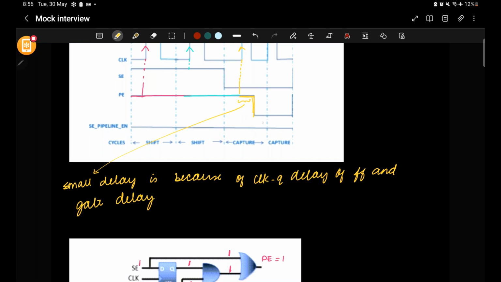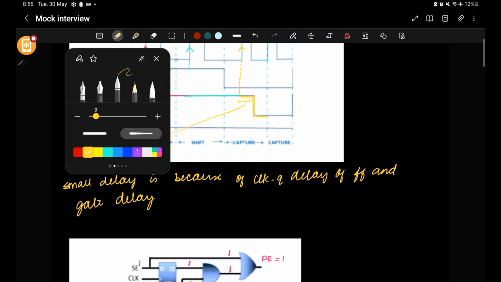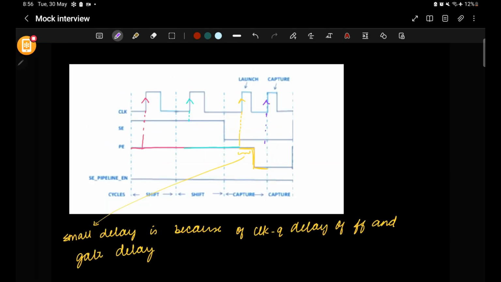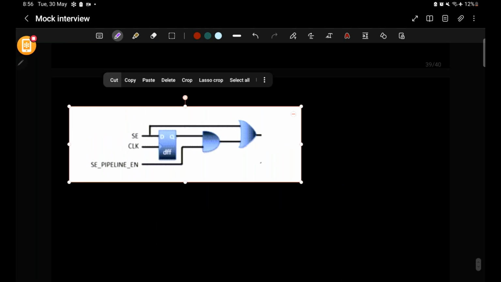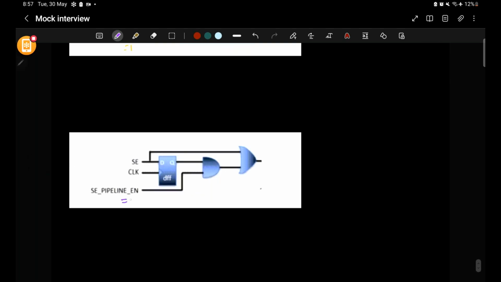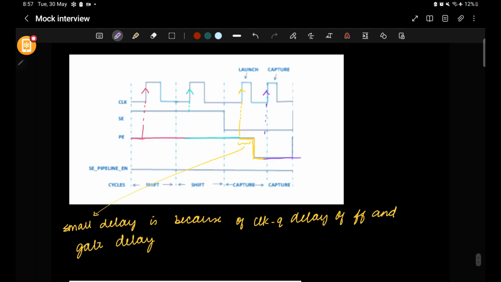So after this it will become 0, and it will be carried till the next rising edge. Again at this rising edge, it will check. Scan enable is 0. So this is 1, scan enable is 0, so here it will be 0. This will be 0, this will be 0, so here also again it will be 0. It will be carried till the next rising edge. So this is how it happens.